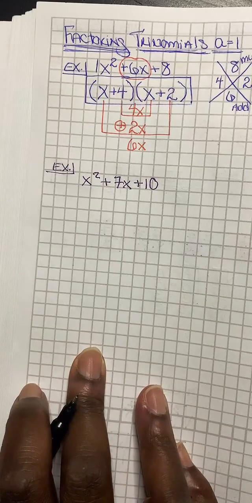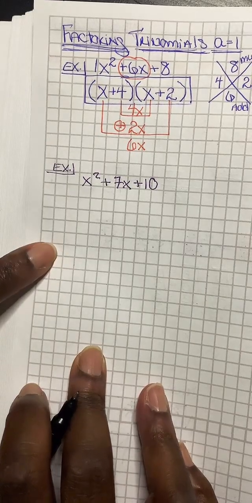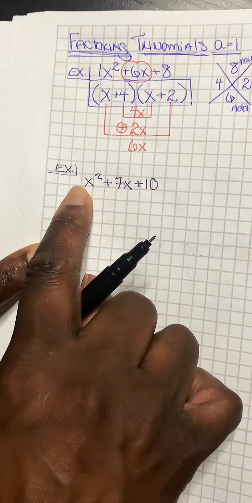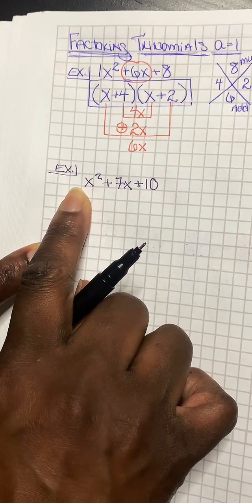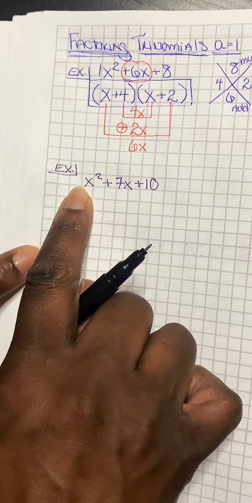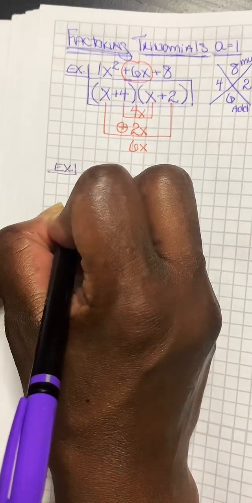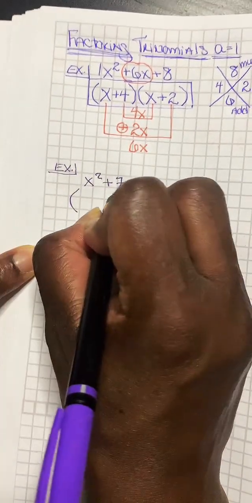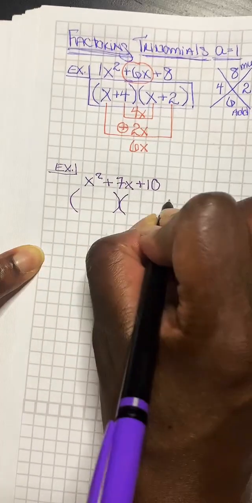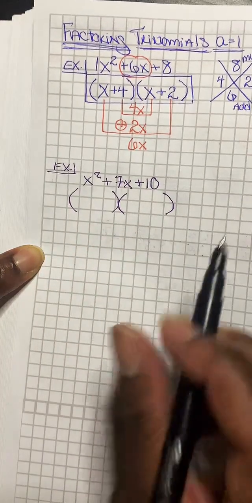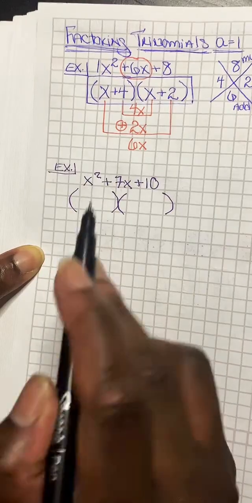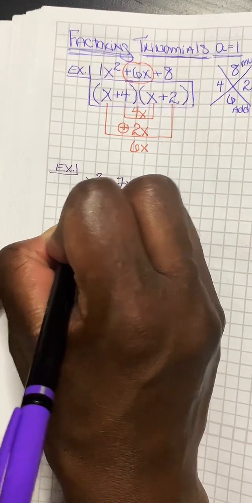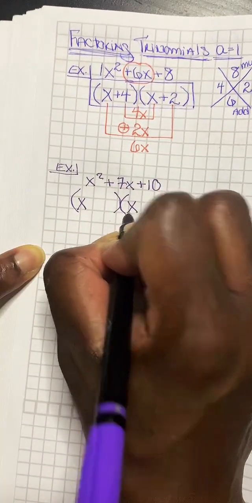Appreciate it. All right. So, leading coefficient is a 1. Okay, we don't see anything. It's a 1. So right away, I'm going into parenthesis mode. So I put my 2 parentheses, and the variable that I have, I'm going to split it. X and X.